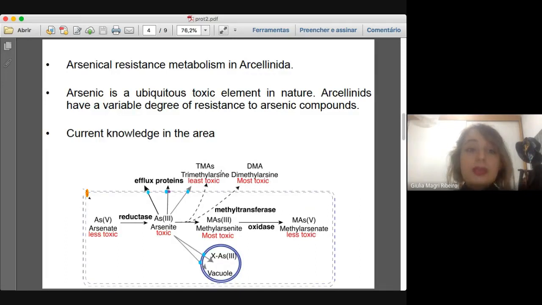I'm currently working with arsenic resistance, and arsenic is a ubiquitous and toxic element in nature. Most organisms are vulnerable to arsenic, but Arcellinida and a few other eukaryotes are highly resistant to arsenic in the environment. The current knowledge of this kind of resistance is mainly for bacteria. We know that in bacteria, arsenic resistance is related to genes in a pathway that takes the toxic forms of arsenic and converts them to less toxic forms, or to forms that can be eliminated or extruded from the cell.